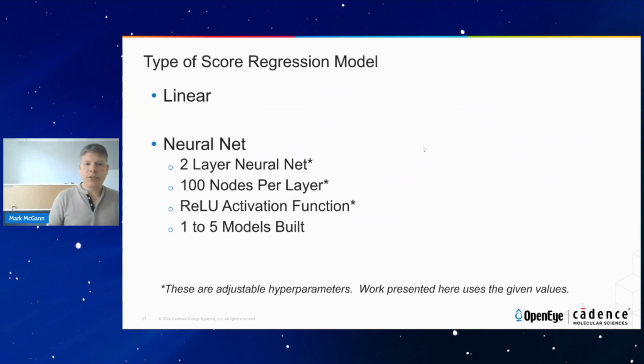Another hyperparameter is the type of score regression model that we use. We've tried 2 here. We have a basic linear model, and we also have a neural net model. In this work, our neural net model is a 2-layer model with 100 nodes per layer and a rectified linear unit activation function. And we also examine the effect of training multiple neural net models and seeing if one of them is better than the other, or if we get a substantial improvement by training multiples and trying to pick out the best.